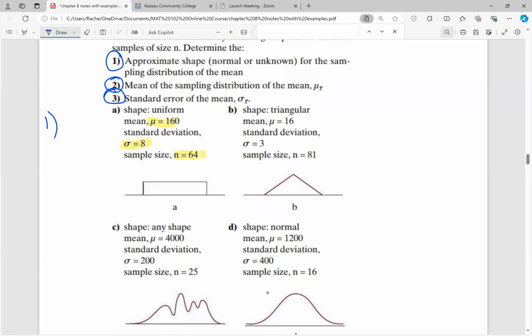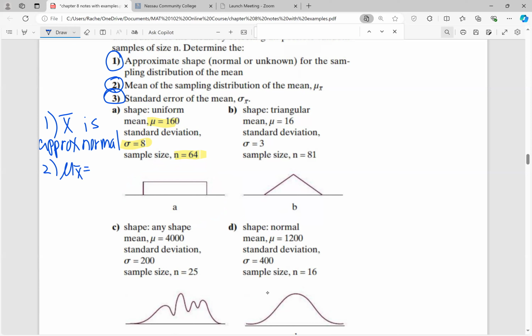So we're sampling from a non-normal distribution, right? This is not a normal distribution in A, it's uniform. So we can't assume that X bar is going to be normal. So what do we have to do? We have to look at sample size. And remember what the central limit theorem says. We can only apply the central limit theorem if N is greater than 30. Since it is in this case, my sample size is 64, we can say that X bar is approximately normal. So the shape of X bar is approximately normal.